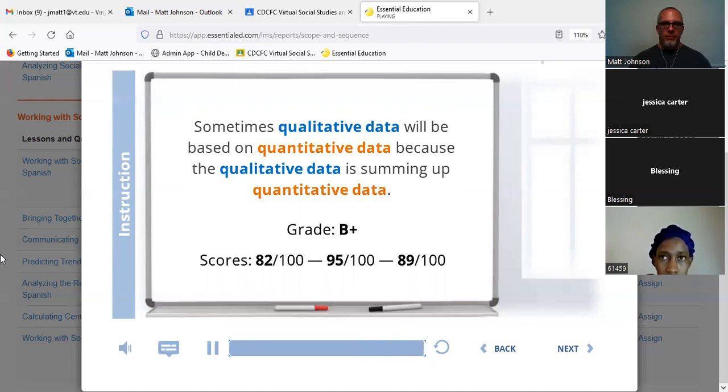Pretty straightforward, right? So quantitative, quantities. Rachel is your quantitative teacher, right? So things that deal with numbers. Qualitative, things that kind of deal with letters and words. So I'm your qualitative teacher, she's your quantitative teacher.